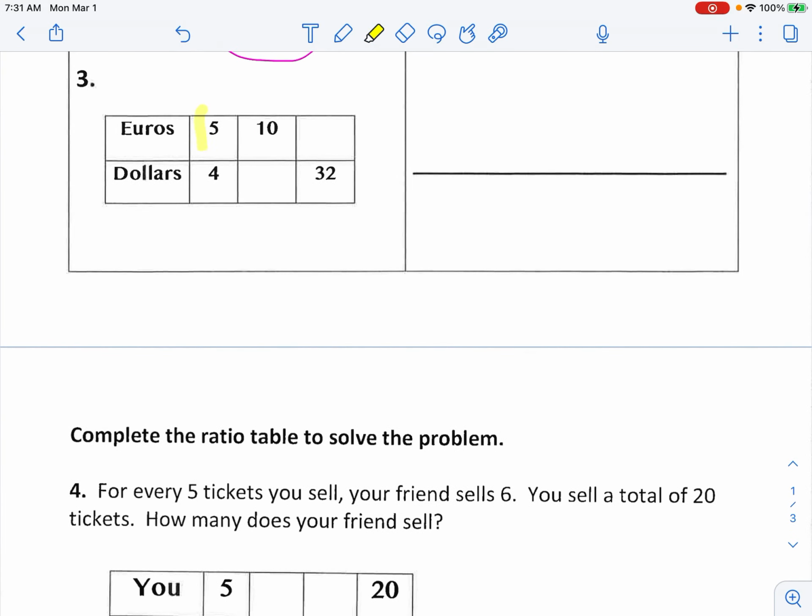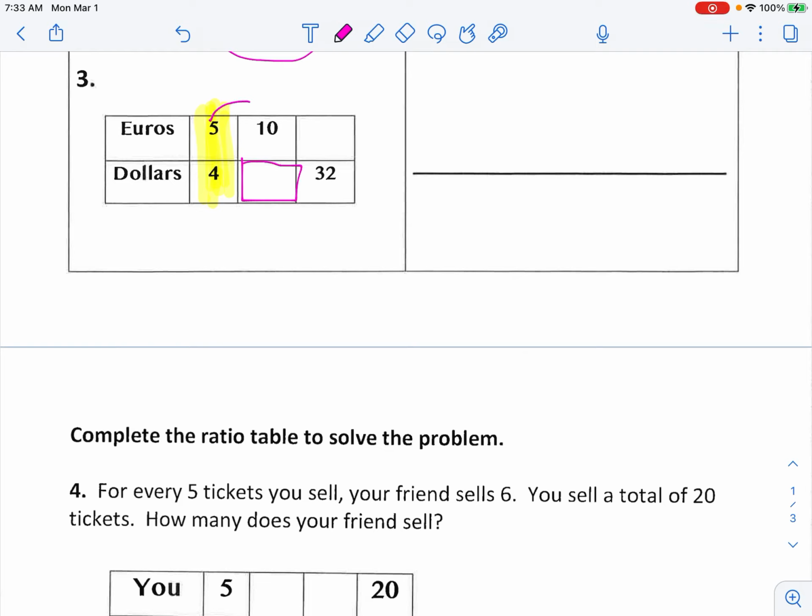Now, this one looks a little bit different because notice the number on the top is bigger, but that is okay because this is not a fraction, this is a ratio. So 5 euros, a euro is the form of money that they use in Europe. So if you were to go to Spain, France, Germany, etc., you would not use dollars, you would use what are called euros. 5 euros is to $4, as 10 euros is to how many dollars?